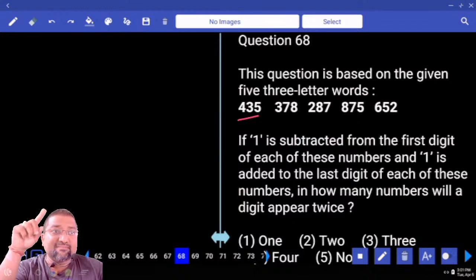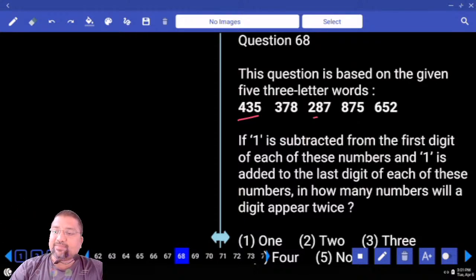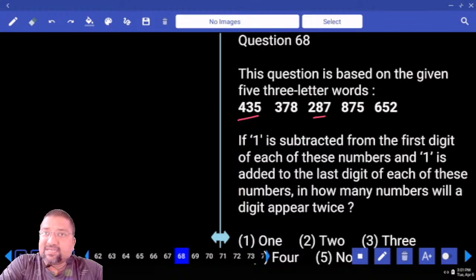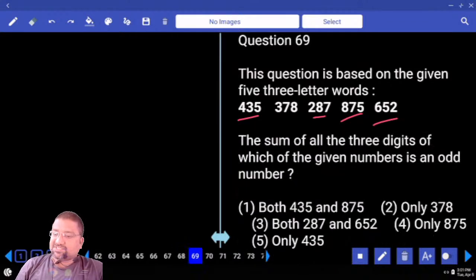Next, 188. Minus 1 from the first, and plus 1 to the last. 8 minus 1, what is it? 7. 7 repeats twice. Next, 6 minus 1, 5. How many places? 4.